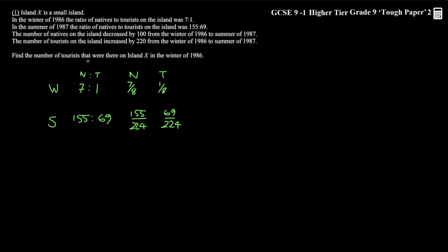Ultimately, we've got to find the number of tourists that were on the island in the winter. Now, there are several ways of tackling this. I'm going to suggest that the unknown that we consider is the total number on the island in the winter, and I'm going to call that x. So that means the number of natives in the winter will be 7/8 of x, and the number of tourists would be 1/8 of x.